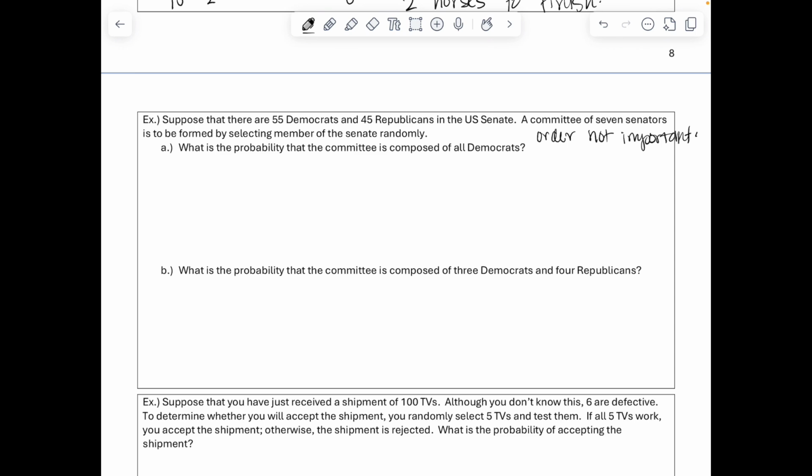So the first thing that we're going to talk about here is that we're talking about probability, and we need to have a sample size. Since order is not important, I'm going to put a C. That sample size I'm going to use to represent, I'm going to put an N.